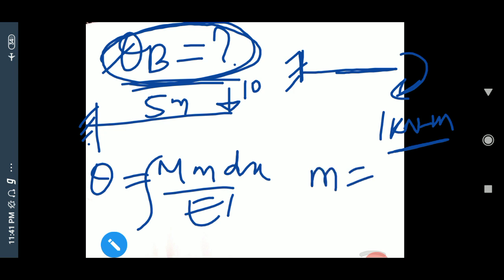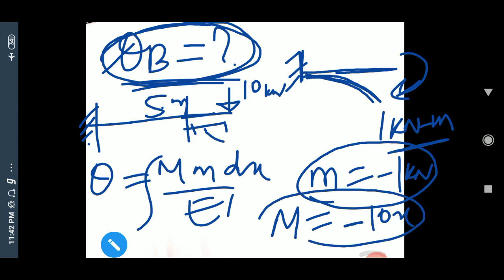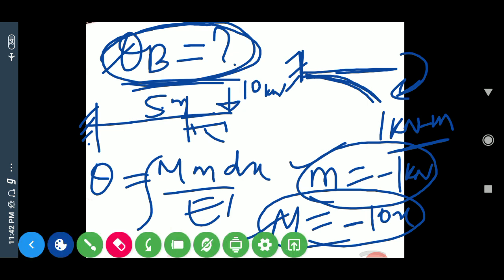What is the value of small m? It is actually minus 1 kilonewton meter. Why minus? Because the beam is deflecting towards hogging, so the moment will be a negative one. And what is the value of this capital M? It is minus 10 into x at any point x. So we have found the value of small m and the value of capital M. Let's proceed and obtain the value of theta.